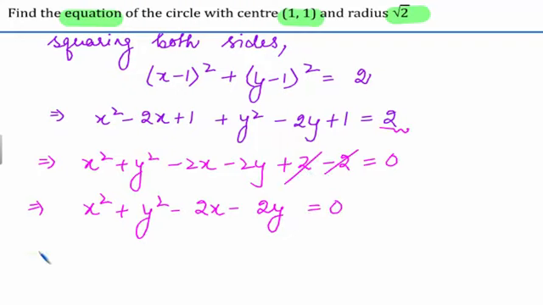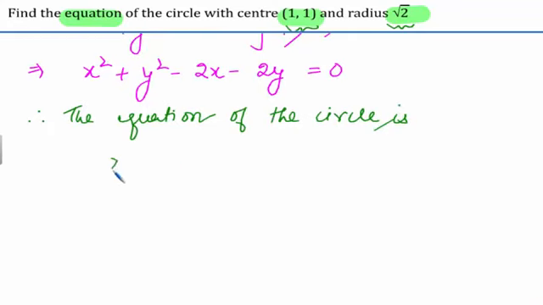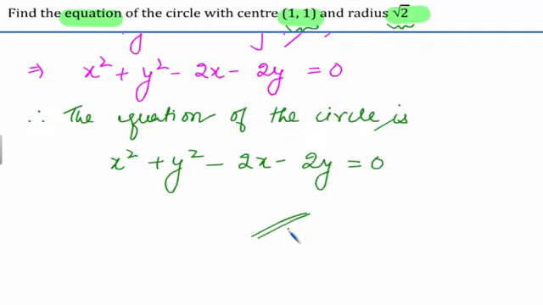Therefore, the required equation of the circle with center having coordinates 1, 1 and radius root over 2 is x square plus y square minus 2x minus 2y is equal to 0. This completes the solution.